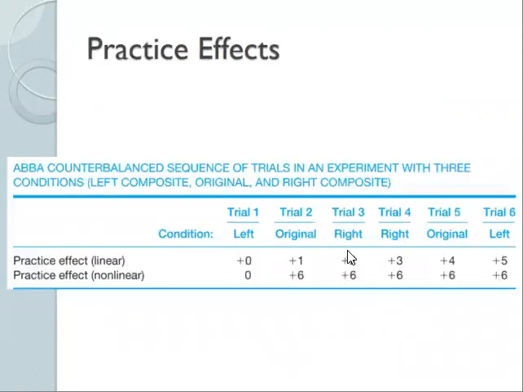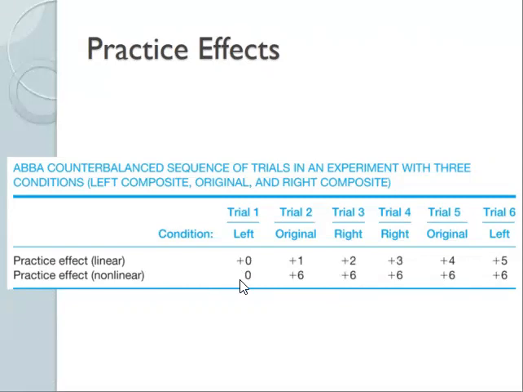Okay, so this is what linear practice effects look like. If you have linear practice effects, then this is the left, original, right example that I showed you. They get 1 point better in the second trial, 2 points better in the third, 3 points better. So you can see they're getting gradually better each trial. They're getting maybe faster or something like that.